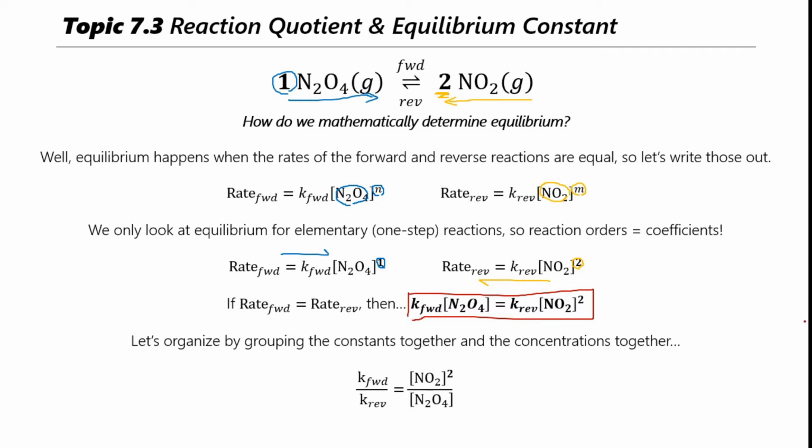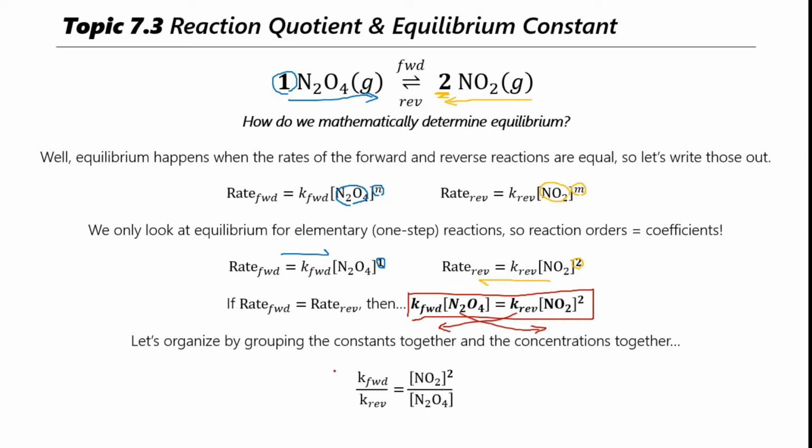All right, now this is still kind of messy. I've just kind of put two things next to each other. So we're going to organize this a little bit. We're going to group the constants together, and we're going to group the concentrations together. Okay, so we divide our K reverse over to the left side. We divide this N2O4 concentration over to the right side.